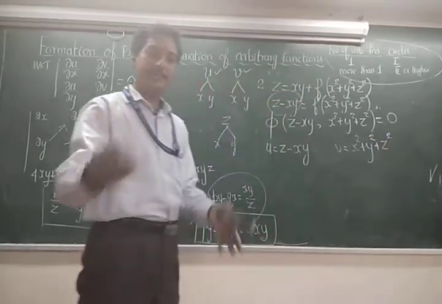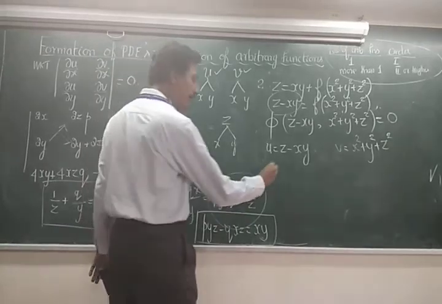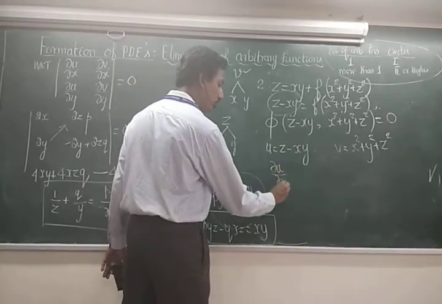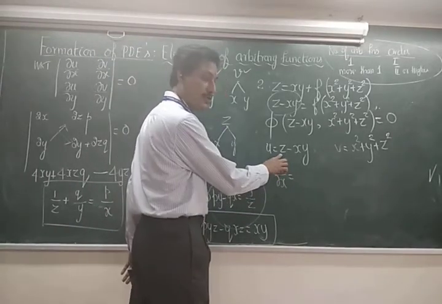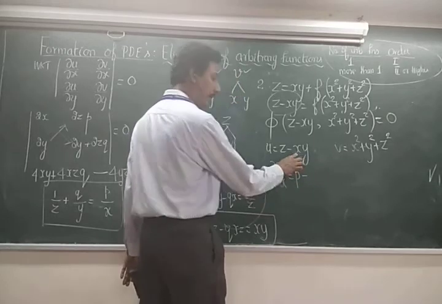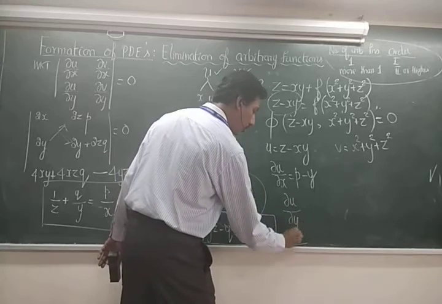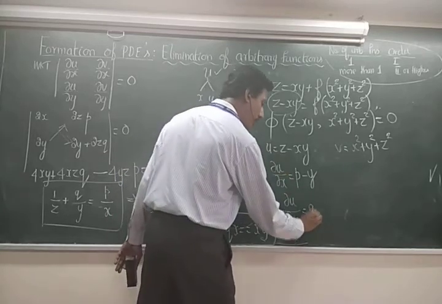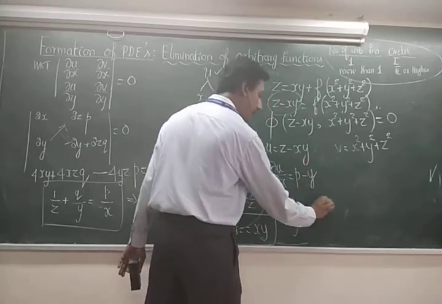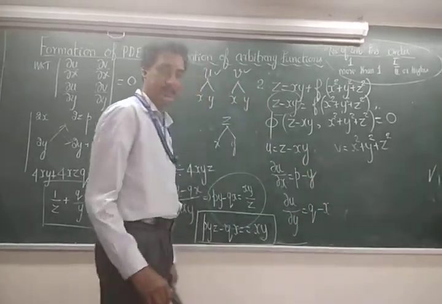We already know z is a function of x and y. Let us find the partial derivatives. So dou u by dou x equals, what is dou z by dou x? p minus x becomes 1, so y. What about dou u by dou y? Dou u by dou y is, z with respect to y is q, minus x becomes a constant, y becomes 1, so q minus x.